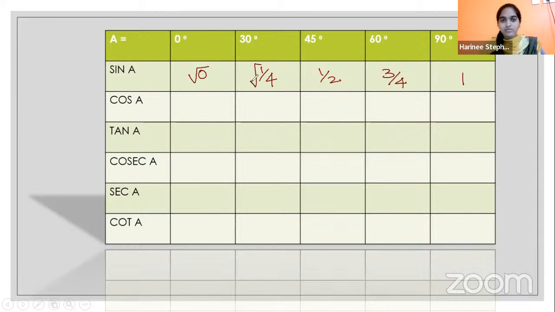Then you take square root on all of them to get the actual values. 0, 1 by 2, 1 by root 2, root 3 by root 4 is 2, and root 1 is 1. And then just the reverse of it is going to be your cos from right to left. So 1, root 3 by 2, 1 by root 2, 1 by 2, 0.